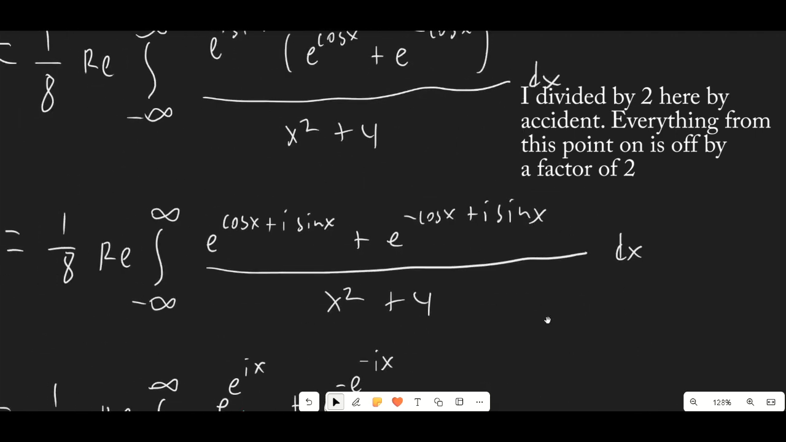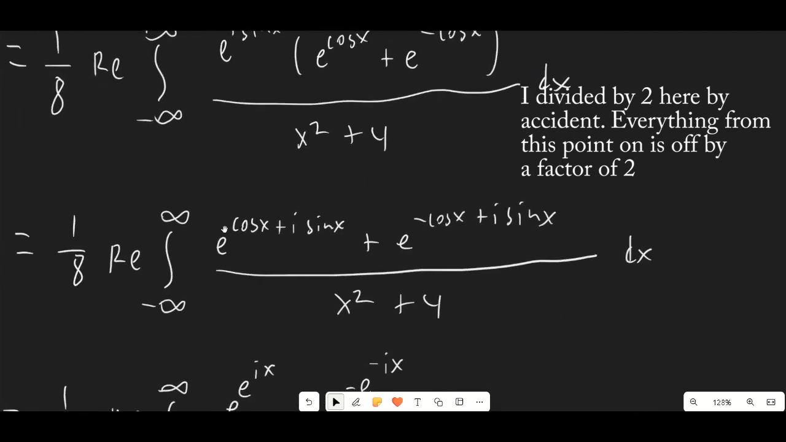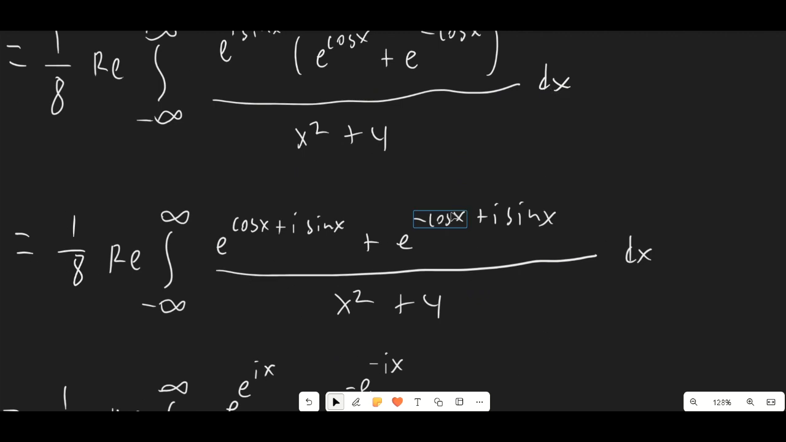When we expand it out, we're going to get two different complex exponentials here. e to the cosine of x plus i sine of x. Now notice that this is just e to the ix. And e to the negative cosine of x plus i sine of x: if we flip the signs, we get cosine of x minus i sine of x, that's just e to the negative ix. So that's what we're going to have in the top here.